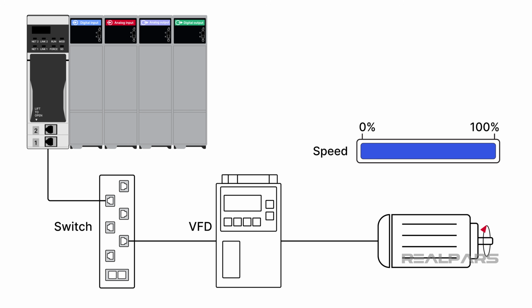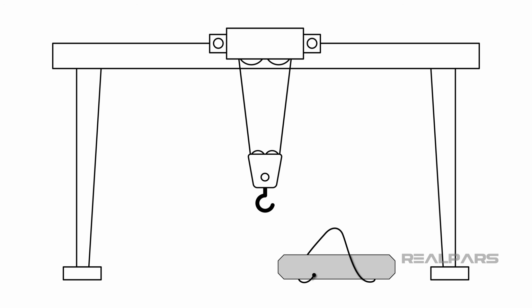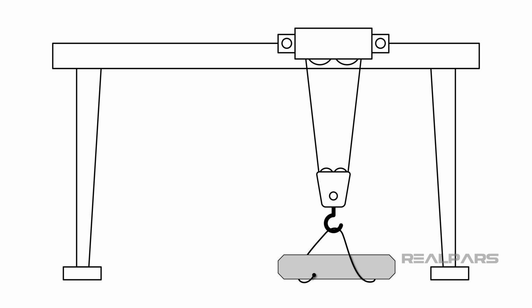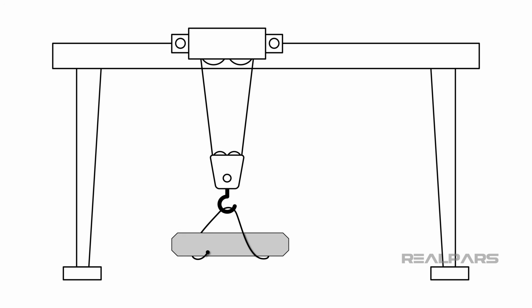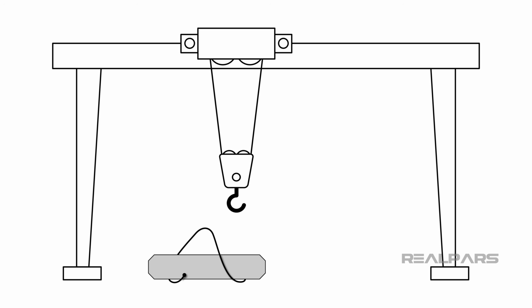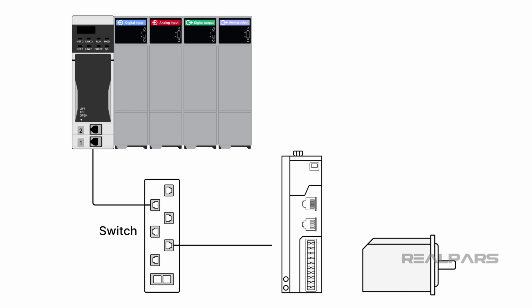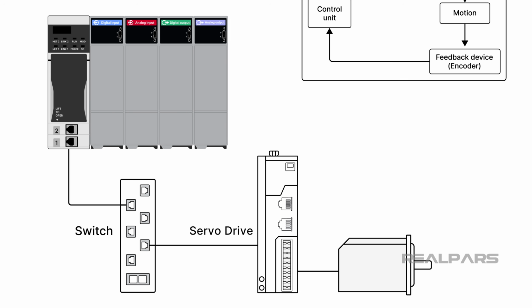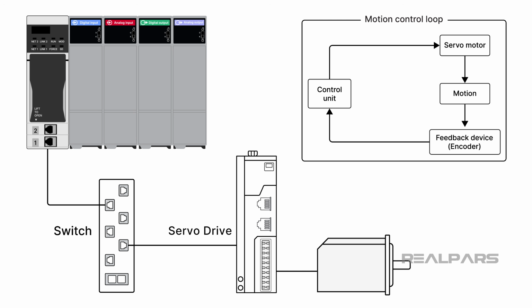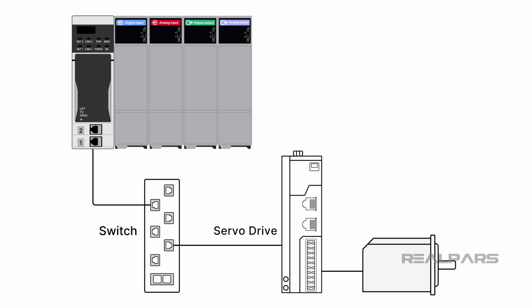In other applications, the speed of a motor is less important than the position. For example, if you are controlling a gantry crane, the speed of the motor matters less than the position of the crane relative to the object that you want to pick up. In applications where it is important to control the position of the motor, a device called a servo drive is used. These are drives that execute closed-loop control of a motor by telling the motor to move and then reading the actual position of the motor using an encoder. Just like a VFD, servo drives typically communicate with a logic module using an industrial network.